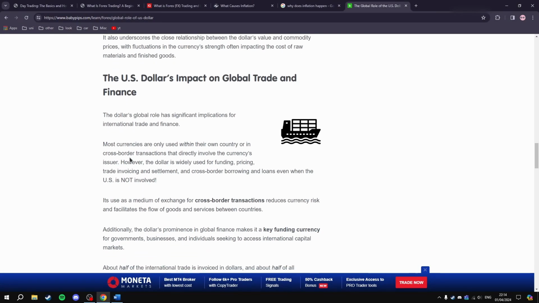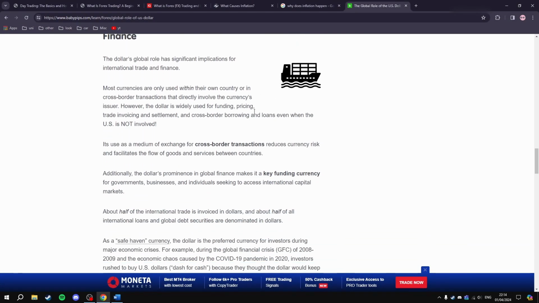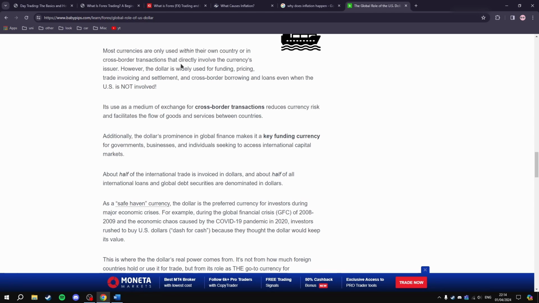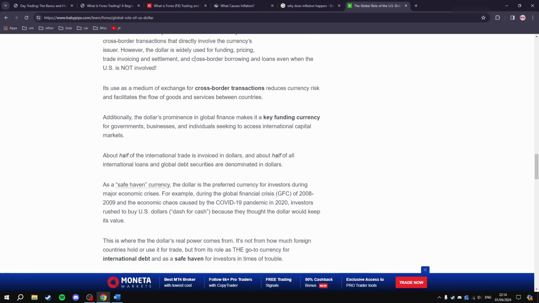The US dollar's impact on global trade and finance. The dollar's global role has significant implications for international trade and finance. Most currencies are only used within their own country or in cross-border transactions that directly involve the currency's issuer. However, the dollar is widely used for funding, pricing, trade invoicing, settlement, and cross-border borrowing and loans even when the US is not involved.